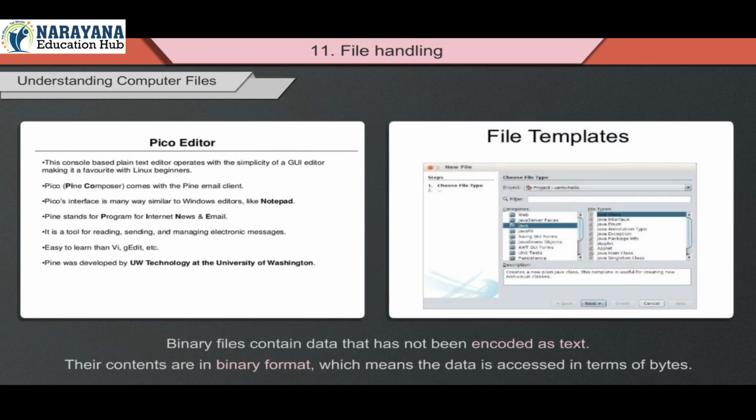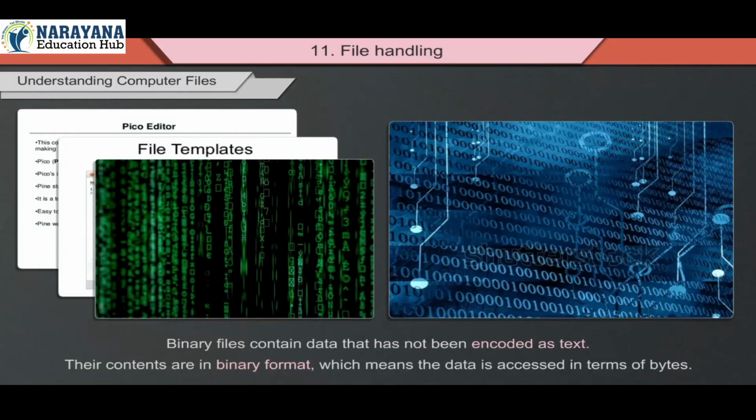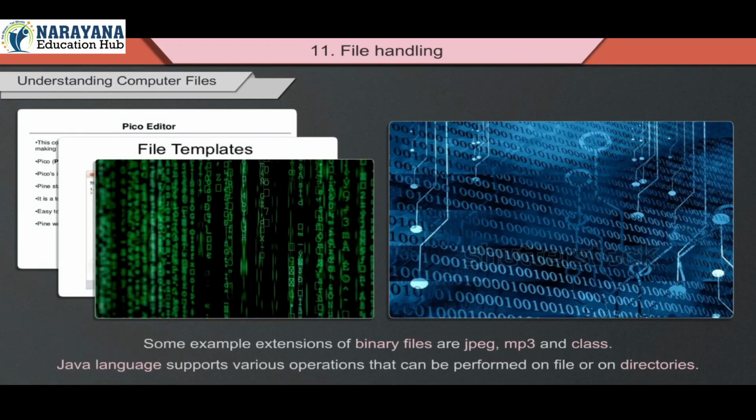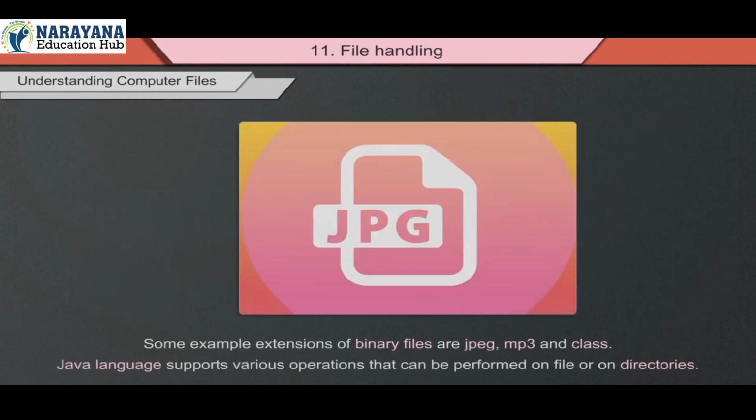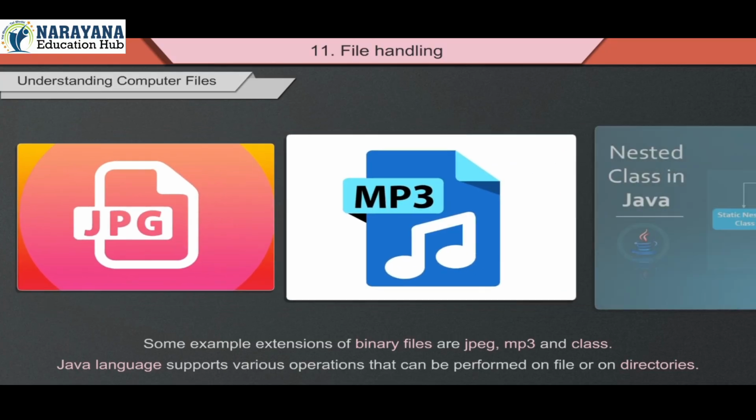Binary files contain data that has not been encoded as text. Their contents are in binary format, which means the data is accessed in terms of bytes. Some example extensions of binary files are JPEG, MP3, and class.